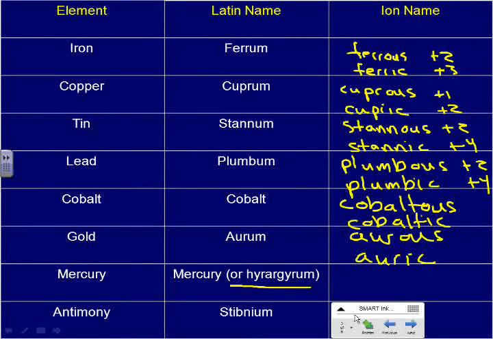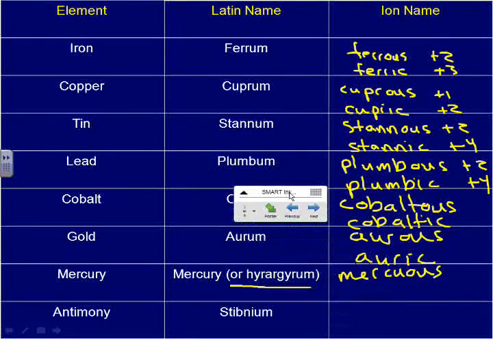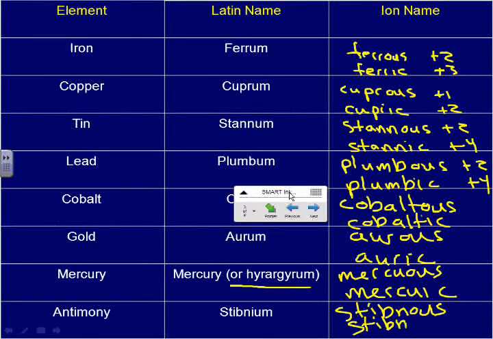So for mercury, because, and I don't know why, maybe because no one can actually say this word, they say mercurous and mercuric. And antimony is stibnium. Again, where does that come from? That's where it comes from. Antimony is stibnium, and so that's stibnous. That's funny too. And stibnic. And again, you can check your table for the charges. All right?